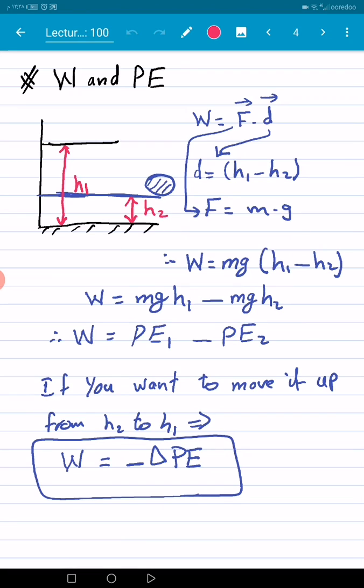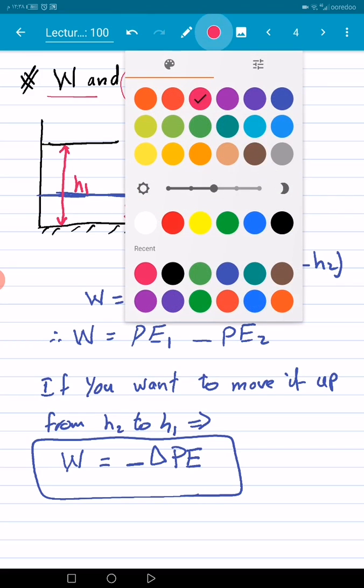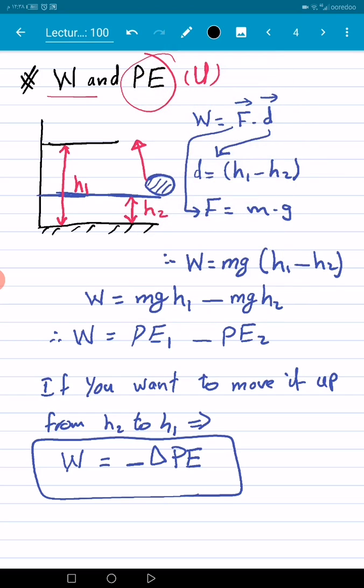Now the relation between the work and potential energy. In some references the potential energy is given the symbol U, so don't worry, U or PE will be mentioned. So if I have an object, a stone or a box, I want to move it up, so the stone cannot be moved.